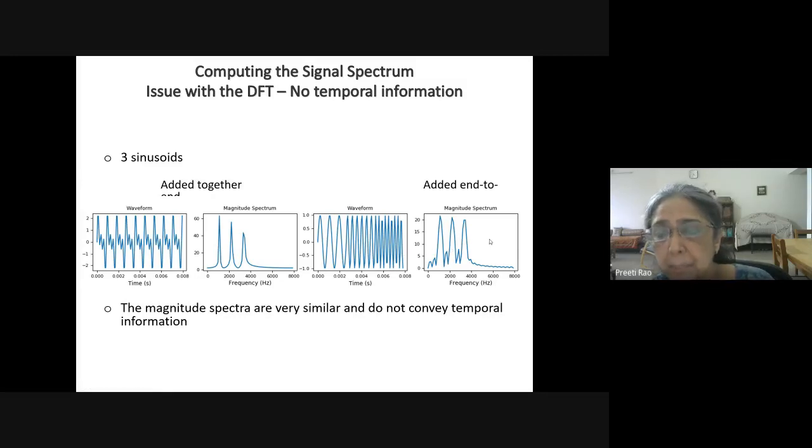Correct? But this tells me nothing about the tune of the song. Why? Because now I'm seeing 3 peaks. I don't even know in what order they came. I can't even make out that they came one after the other. Right? So this is not a suitable representation for audio signals.